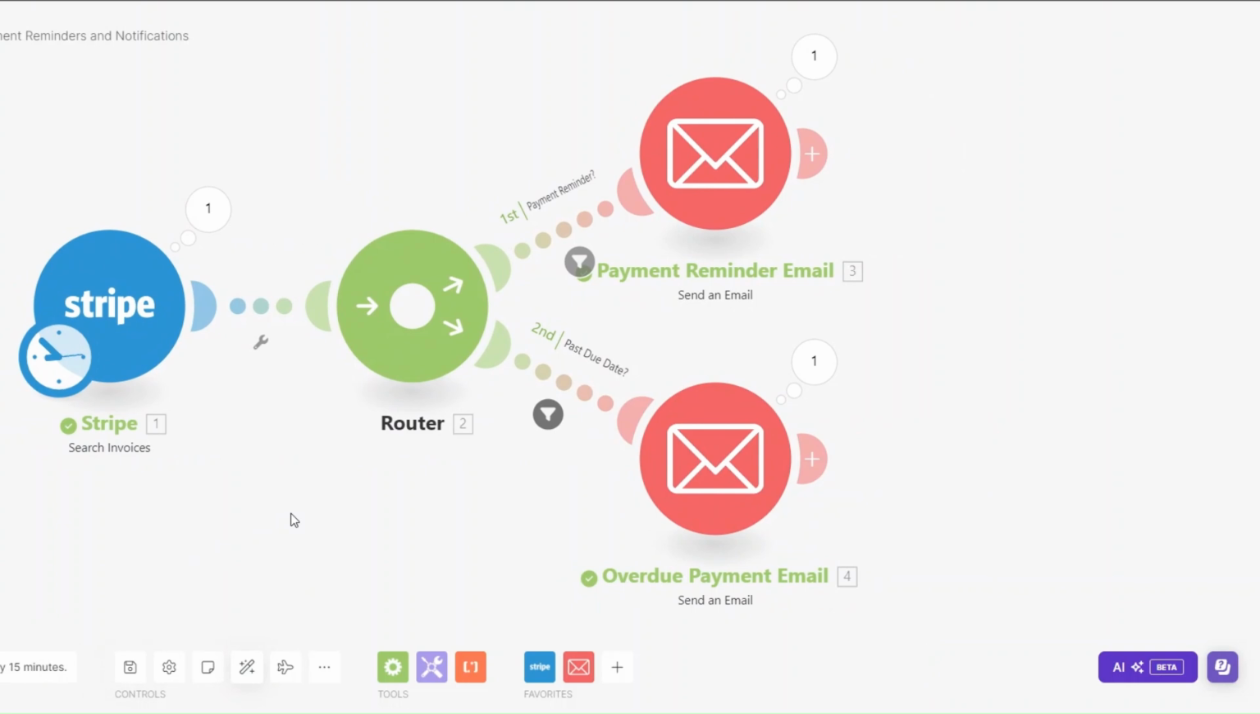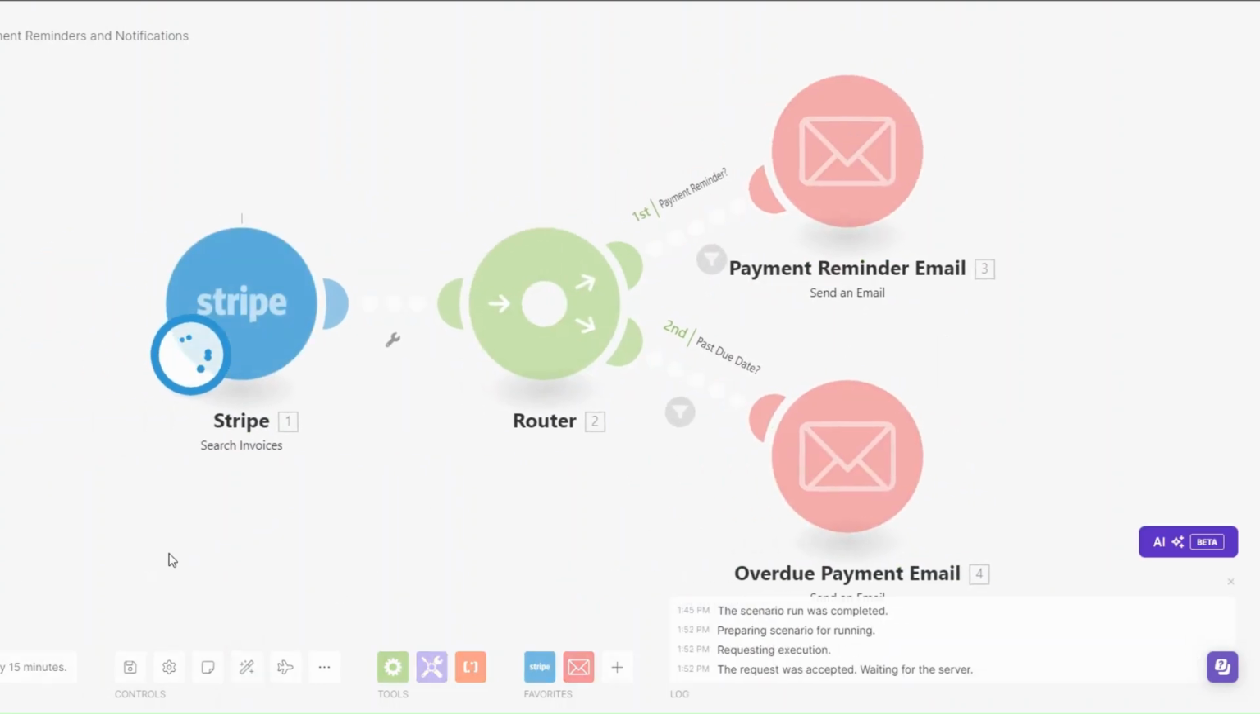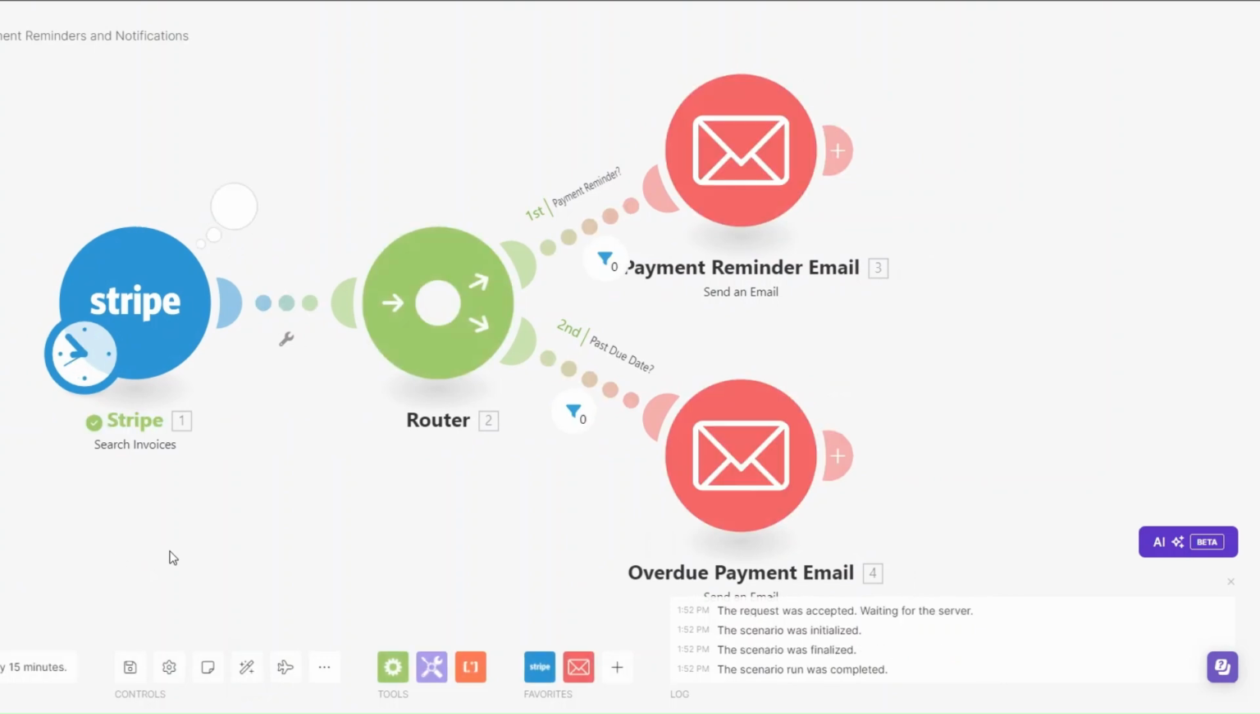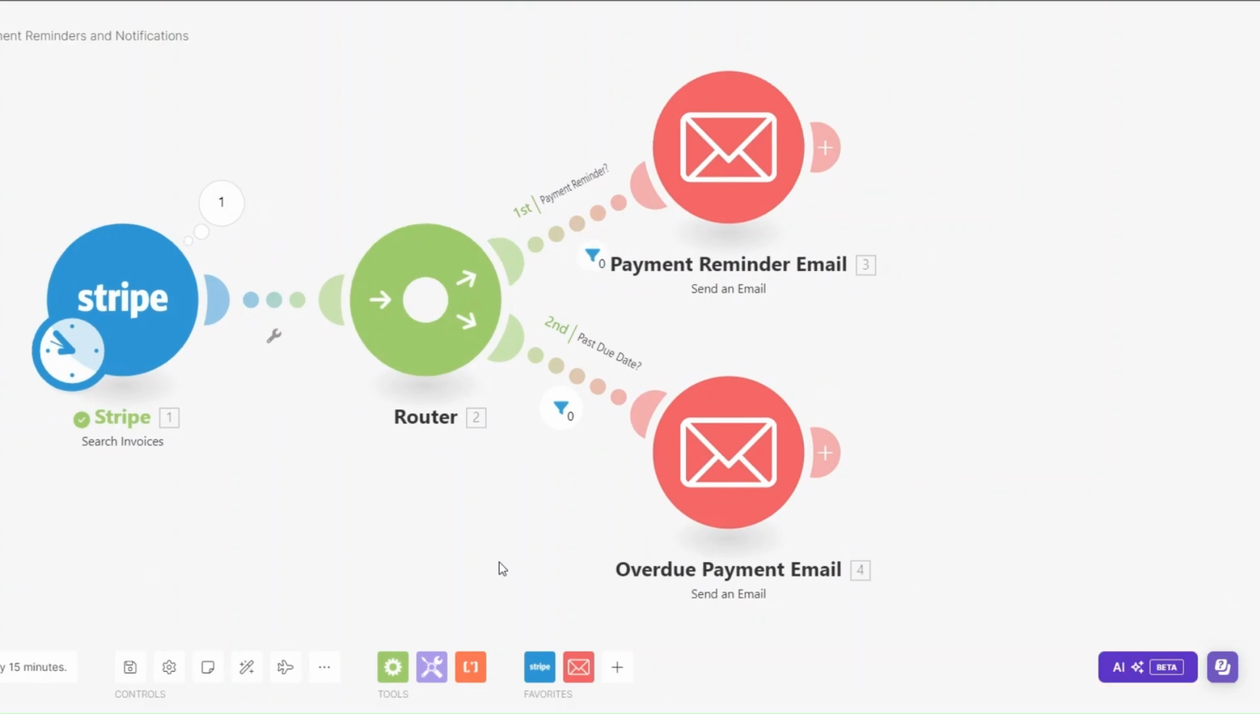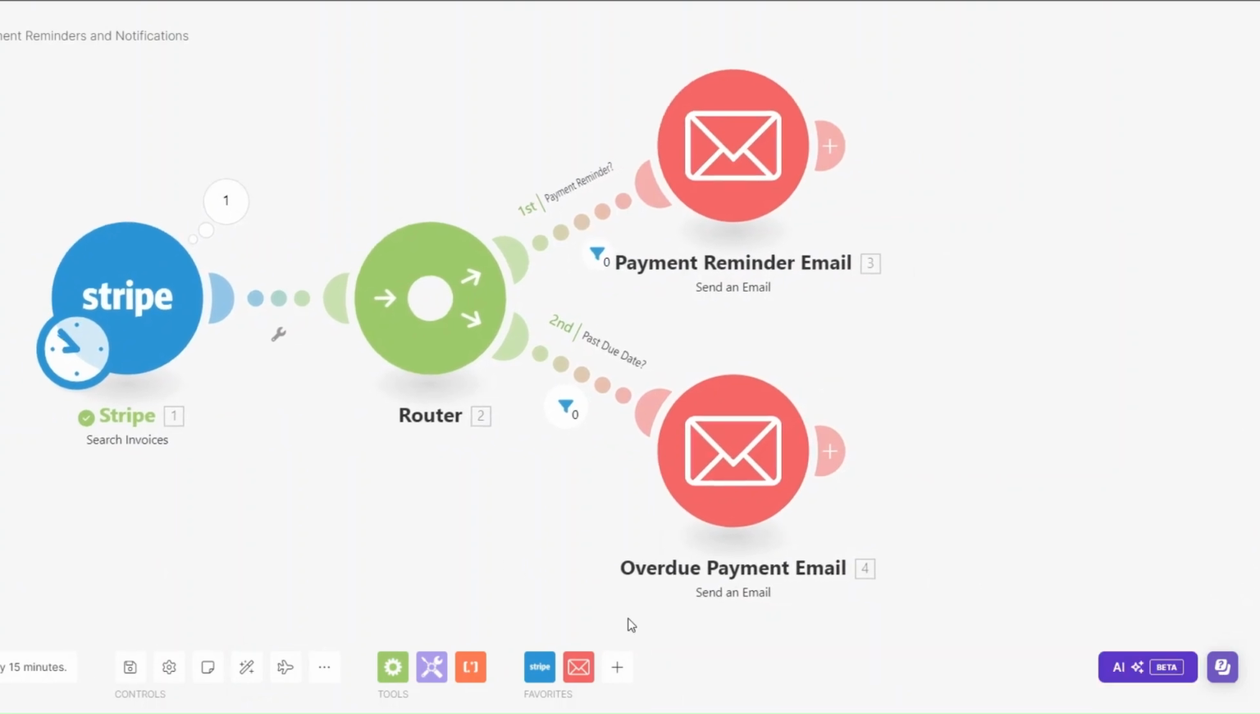Now let us run it to see if the automation works perfectly. I do not expect it to send the emails now because it's not yet the due date. To do that, I'll click on run once. Now you can see it's not sending any of the emails because it's not yet the due date. So that means the automation is working perfectly.